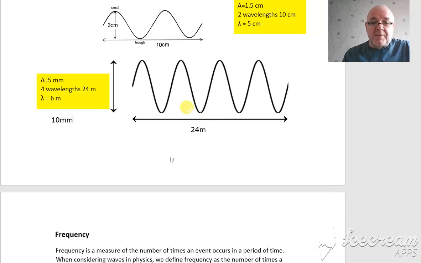And then with this one, we've got 24 metres here. There's 1, 2, 3, 4 waves. So the wavelength is 6 meters and the amplitude is going to be half of 10, which is 5.